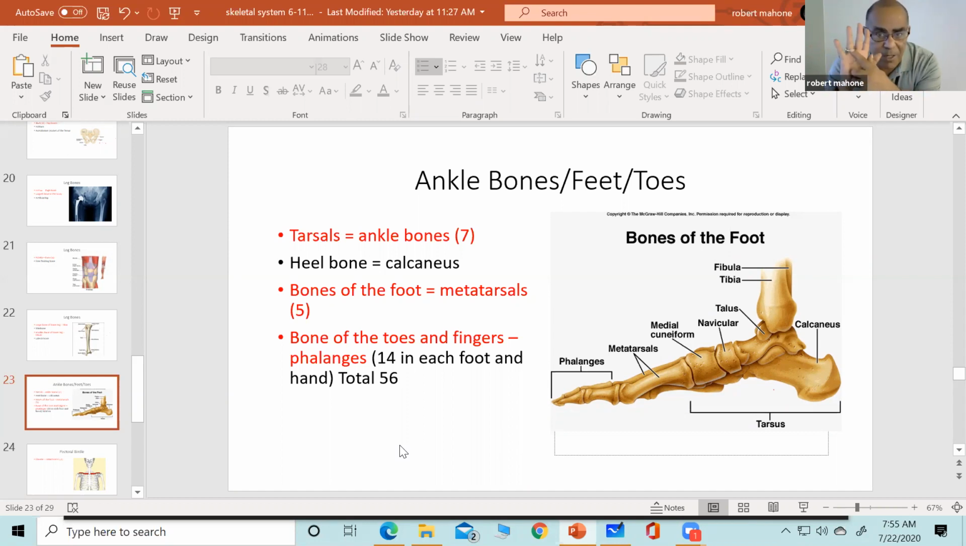So where I'm wearing that ring right there is on the proximal phalange of the 4th digit of the right hand. And that's how we say that. The proximal phalange of the 4th digit of the right hand. Now, which one is this one right here?